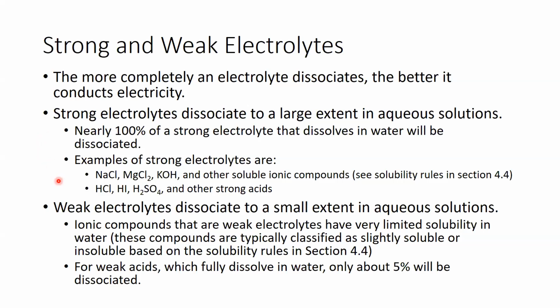Things like that are going to be things that we consider to be very soluble ionic compounds, like sodium chloride, magnesium chloride, potassium hydroxide, basically things that have alkali metals as the cation, so sodium and potassium, things with lithium, and a number of alkaline earth metals with things like halogens.